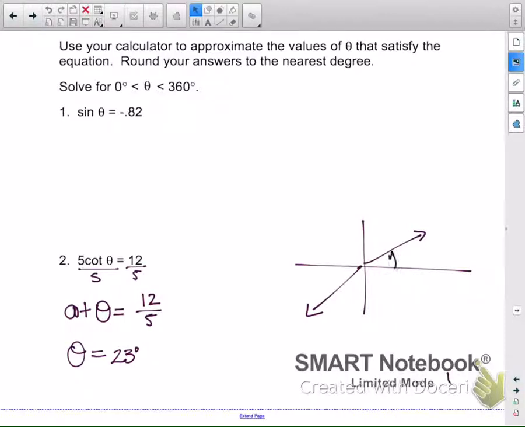So this first answer is 23 degrees. The reference angle is the same, so how do I get my second answer? Add 180. So my second answer is what? 203. Any issues with this to begin with here?